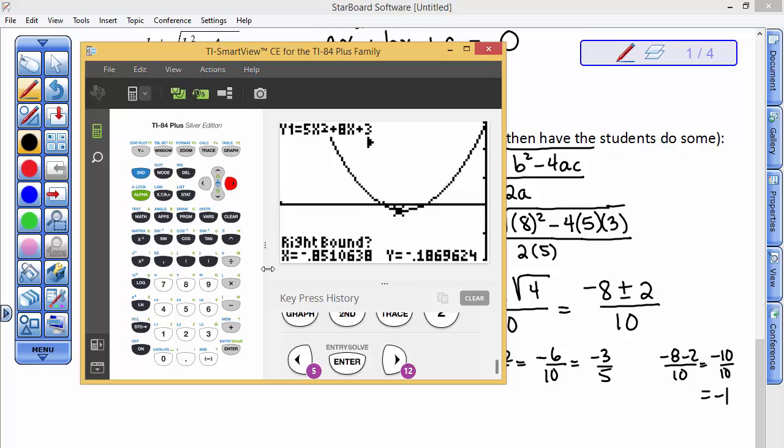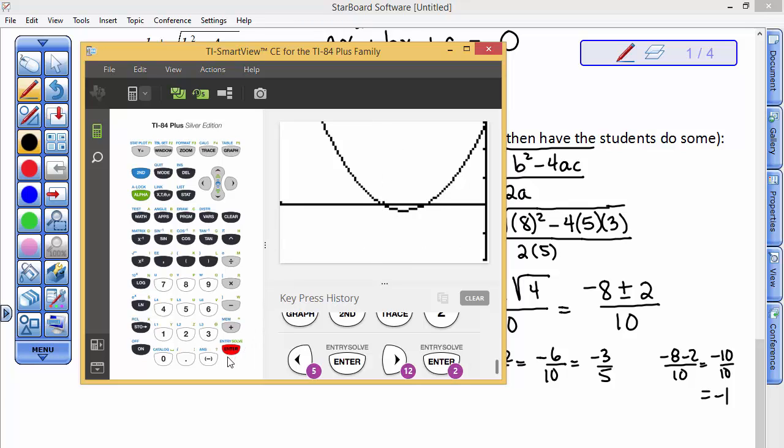It looks like I am. And I'm going to hit enter and see how it's going to search right here between these arrowheads. And it says, do you want me to guess? And I hit enter again. And it takes me right to the solution. X is -1 when y is equal to 0.